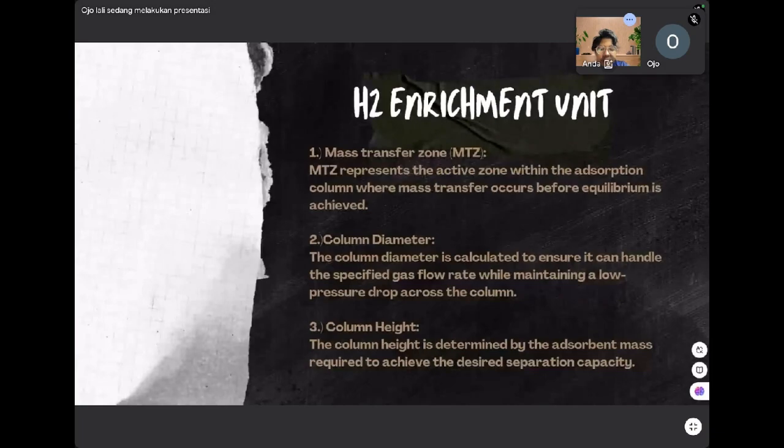For the second one, column diameter calculations. The column diameter is calculated to ensure it can handle the specified gas flow rate while maintaining a low pressure drop across the column. For the industrial hydrogen purification, the article specifies a volumetric flow rate Q of 1 meter cubed per second and a superficial gas velocity of 0.2 meter per second.